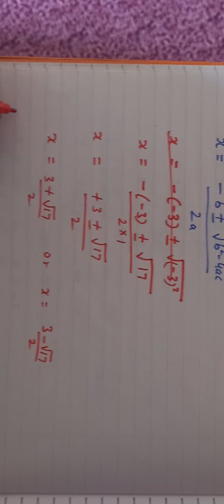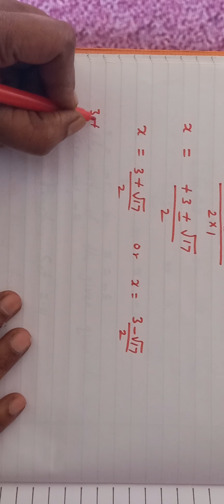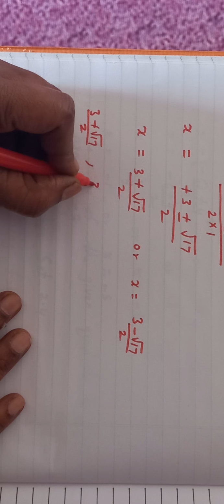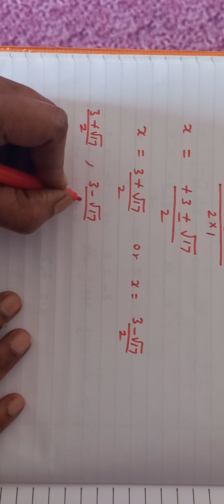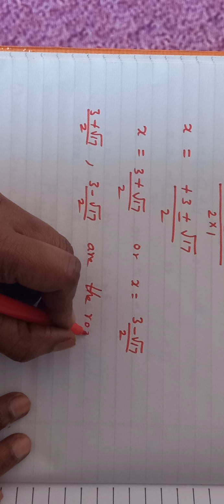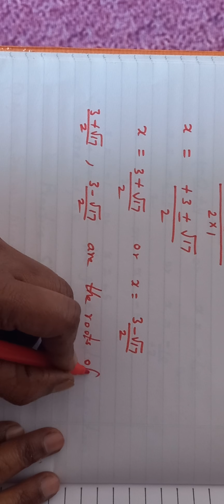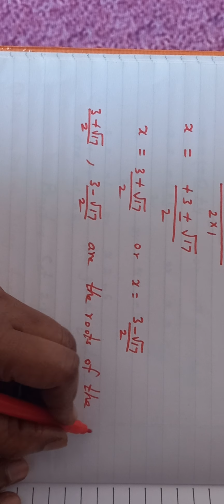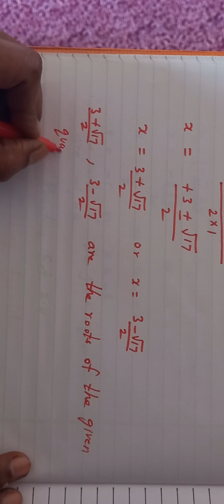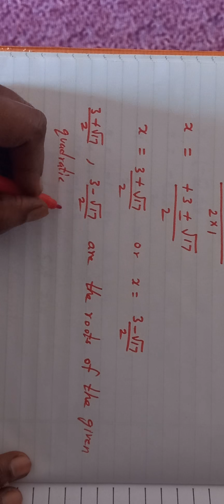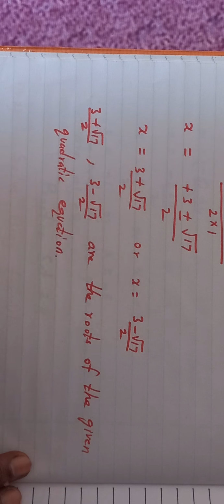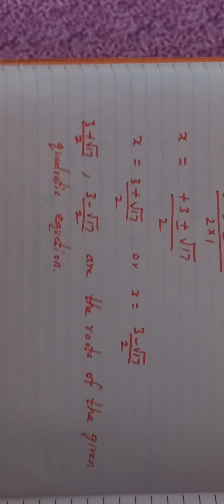So the final conclusion you will write: 3 plus square root of 17 upon 2 comma 3 minus square root of 17 upon 2 are the roots of the given quadratic equation. This is the way you have to solve the second example.